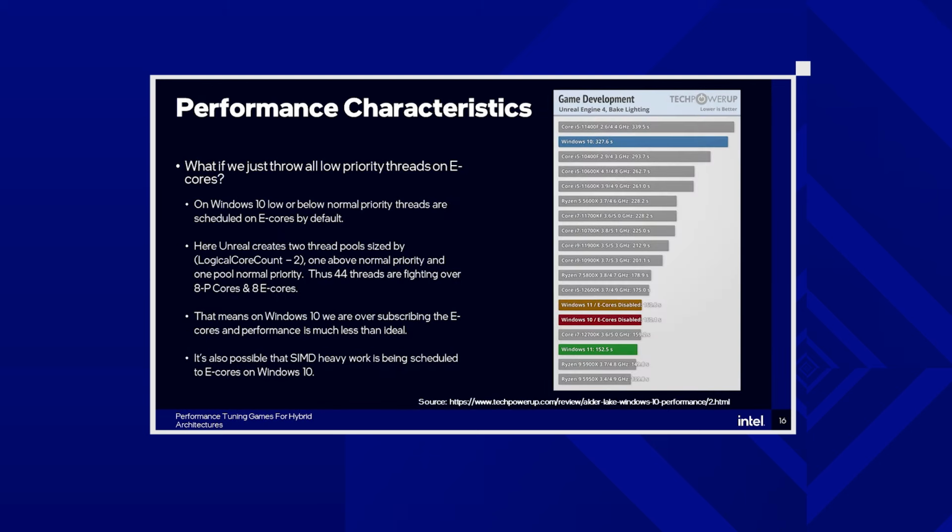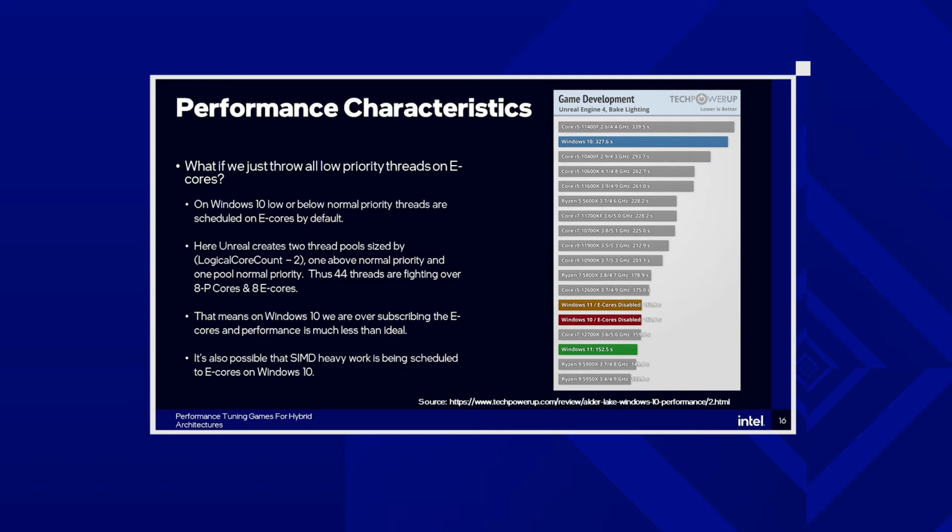So what if we just throw all the low priority threads on E-cores? This is an example from a TechPowerUp article where they were doing some performance measurement. On Windows 10 or below, normal priority threads are scheduled on E-cores by default. And here we can see Unreal creates two thread pools sized by logical core count minus 2, one at above normal priority and one pool at normal priority. And these 44 threads are fighting over 8 P-cores and 8 E-cores.